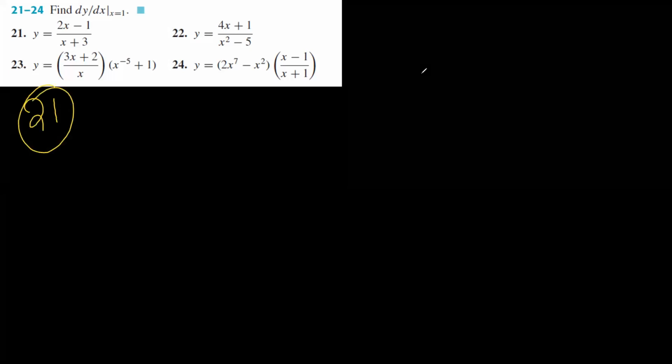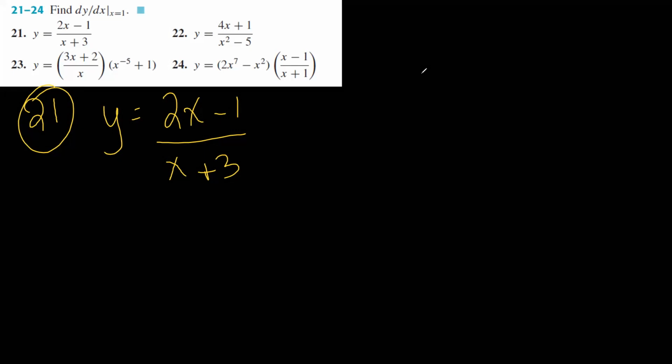We have to find the derivative dy over dx when x equals 1. Look at number 21, where y is equal to (x minus 1) over (x plus 3). If I'm asking you to find dy over dx with x equal 1, you first have to find the derivative, then substitute. Two steps: find the derivative, then substitute.